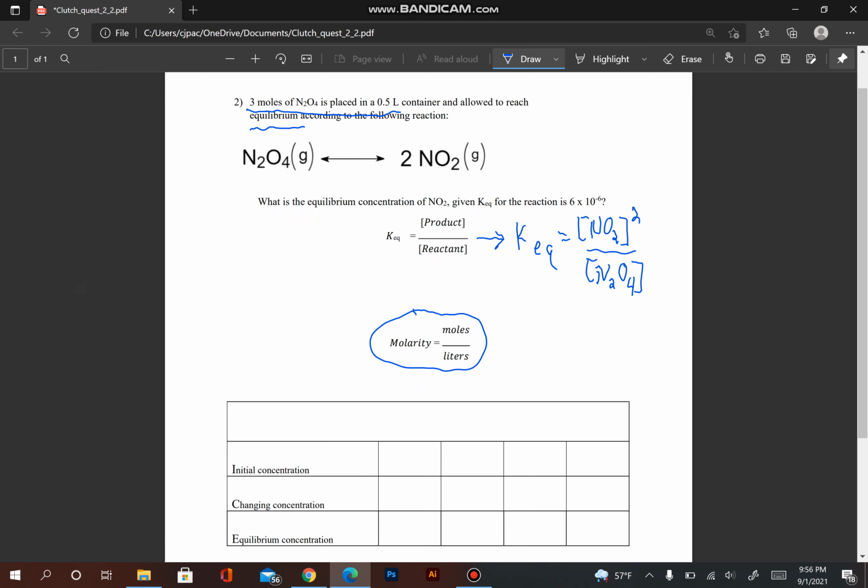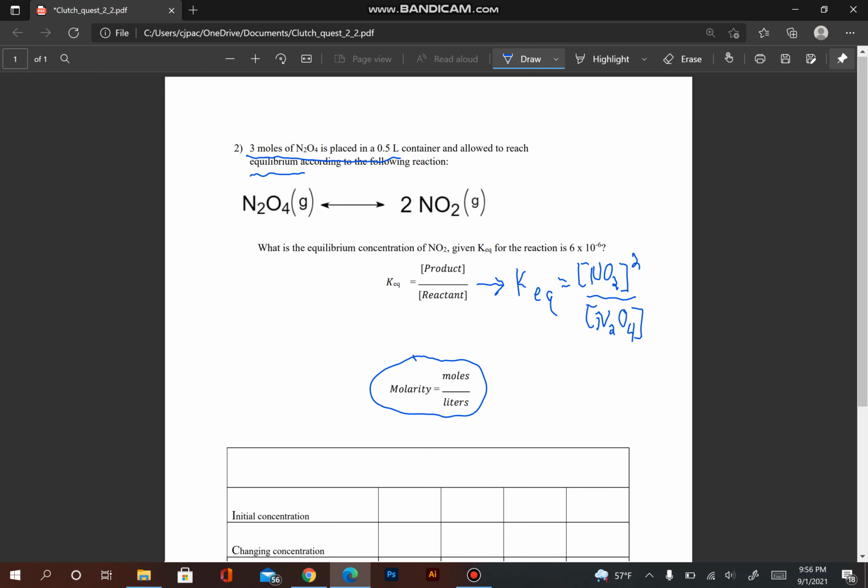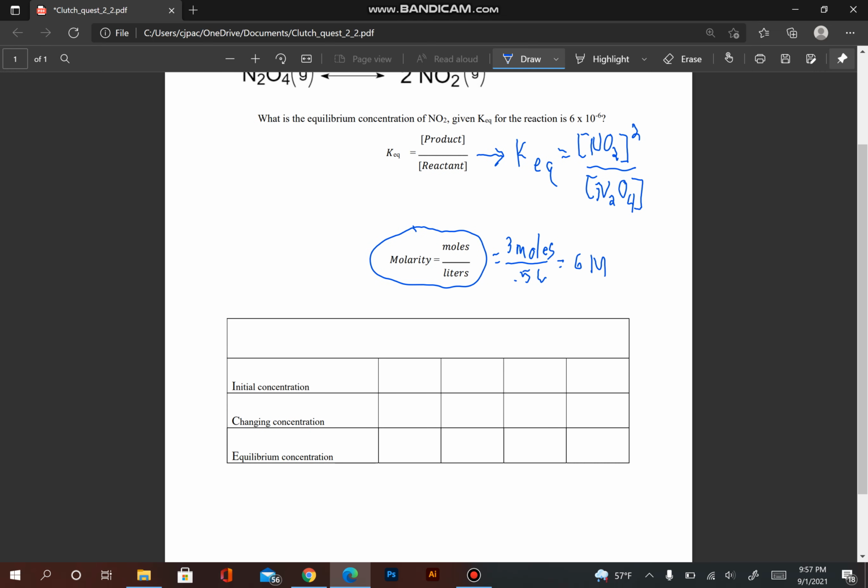So initial concentrations of our reactants can be calculated from the question stem, as mentioned earlier, using molarity. So it says I have 3 moles in half a liter container. Give me 6 molarity. N2O4. And the products are not added to the reaction at the start, staying at 0.